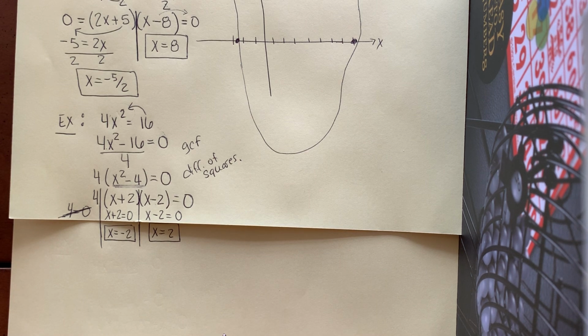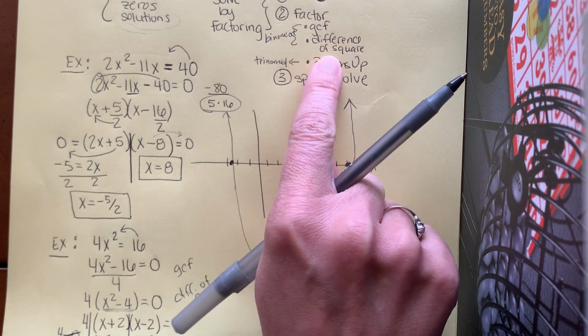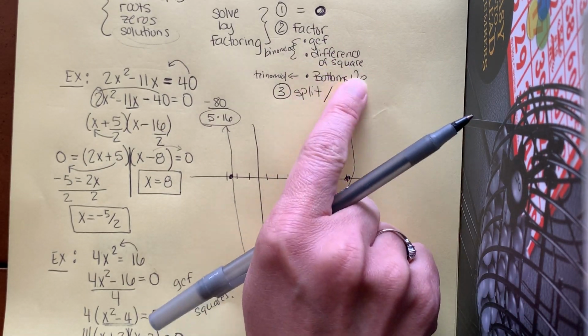So be careful when you're factoring. Sometimes you have to factor out the GCF and then you can do bottoms up or difference of squares. So just take a look at the problem carefully to make sure you factored it completely. It makes it a lot easier to solve when you factor it completely. And that is all for solving quadratics by factoring. Make sure you know how to factor using greatest common factor, difference of squares, and the bottoms up method.